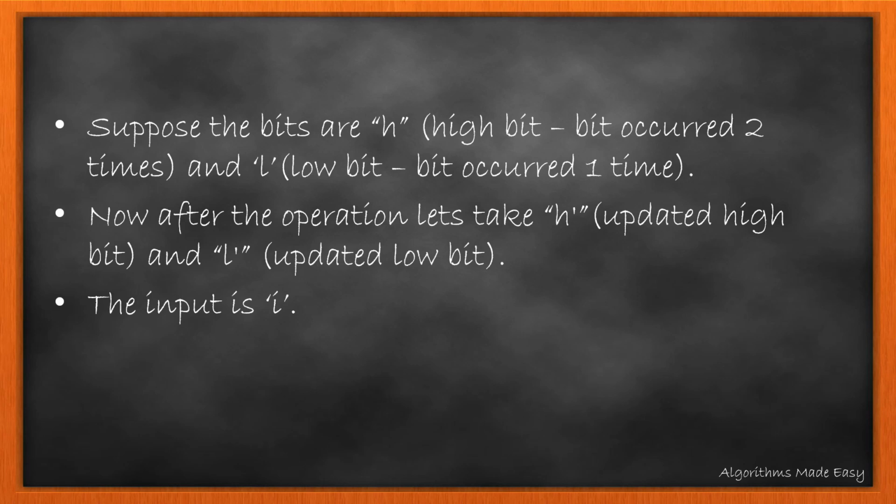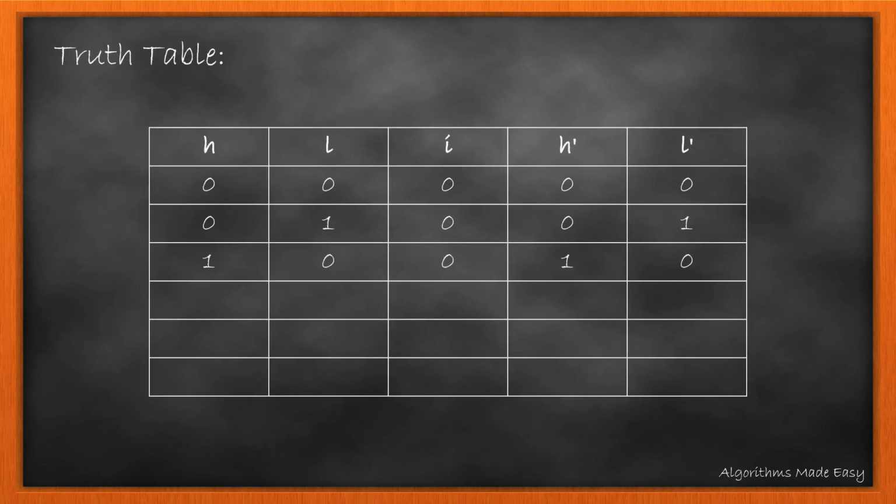Now after every element we will update high and low. Let's call them H dash and L dash, and the input is I. Now let's try to build a truth table with input as H, L and I and output as H dash and L dash. Both H and L can never be 1 at the same time because the element will either occur once or twice. So in input the combination of H and L both being 1 does not exist.